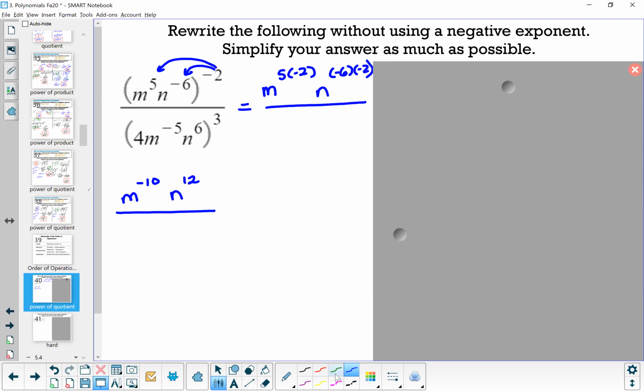Okay, in the denominator, same kind of deal. You have a power, so you want to take that power over the product. Simplify your denominator first. So 4 is being raised to the first power. So essentially we have 4 to the first power times 3, m to the negative 5 power times 3, and n to the 6th power times 3. All right, so we have 4 cubed, m to the negative 15, n to the 18th.